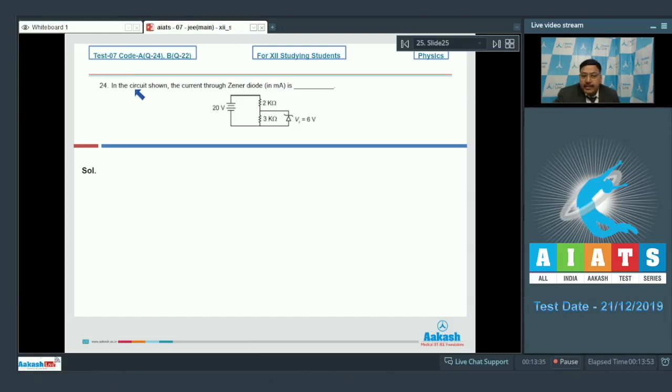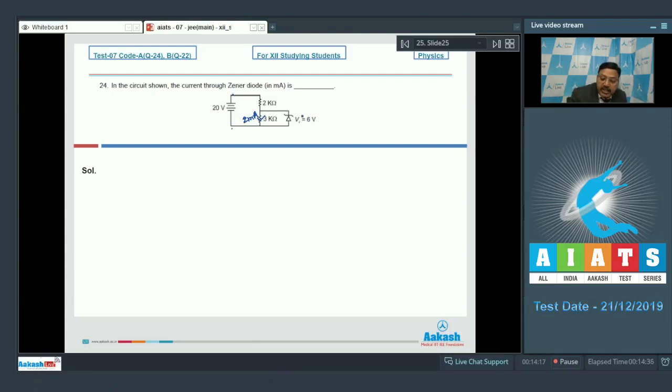And question 24 says, in the circuit shown, the current through Zener diode in milliampere is. So this is the circuit involving a Zener diode. We know this kind of circuit is used for voltage regulation, and the Zener voltage is given as 6 volt. This resistance is 3 kilo ohm. So we know that the current here will be 6 volt divided by 3 kilo ohm, that means 2 milliampere. Current in this resistance is 2 milliampere.